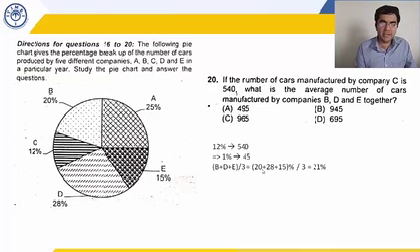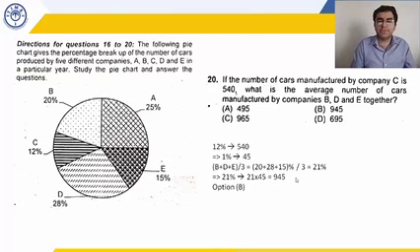Now B, D, E together is 20 plus 28 plus 15. How much is that? 28, 48, 63%. 63% average is 21%. So if 1% is 45, how much is 21%? That's 21 into 45, that's 945. Option number B is the answer. 945.